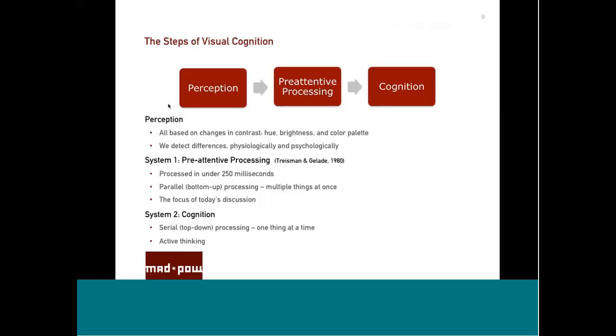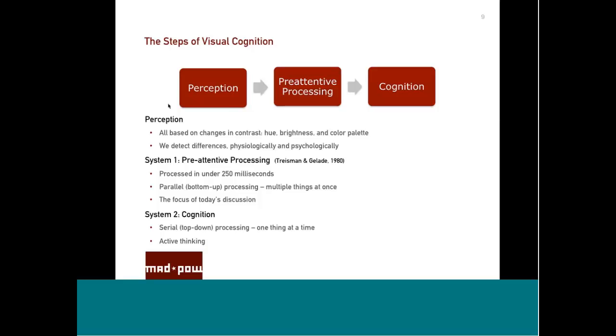And then we enter the world of preattentive processing, or System 1. Figured out back in 1980 by Treisman and Gelade. And this is what can be processed in under 250 milliseconds. This is the intuitive information that when we look at something, we know what's going on. We can identify it very quickly without thinking about it, and typically happens in under 250 milliseconds. And this is a parallel process, or bottom-up processing. We can perceive multiple things at once.